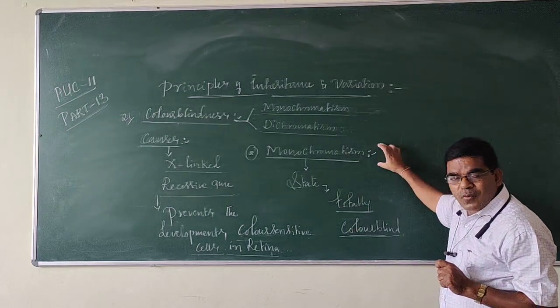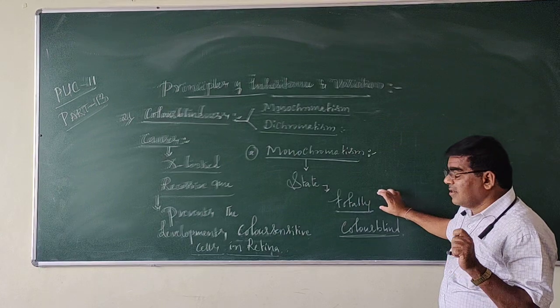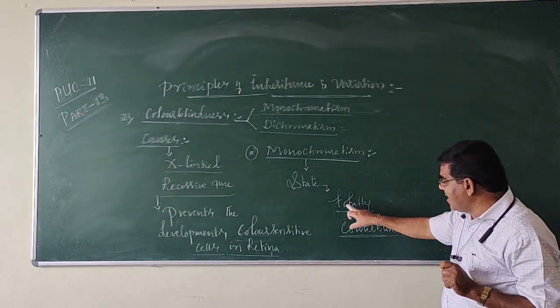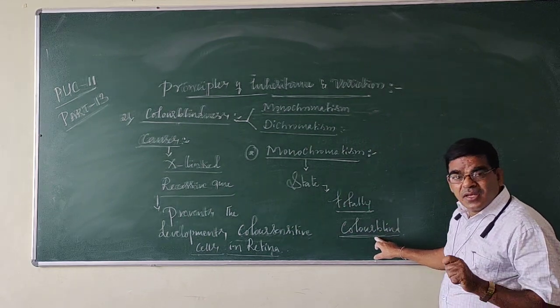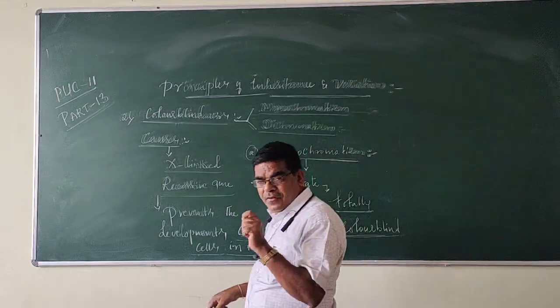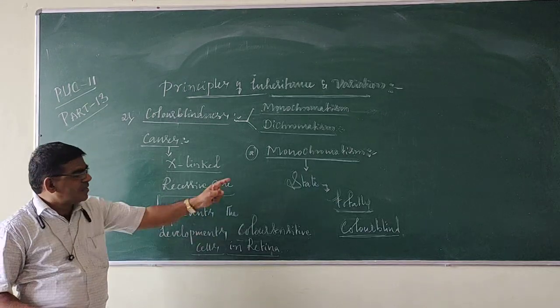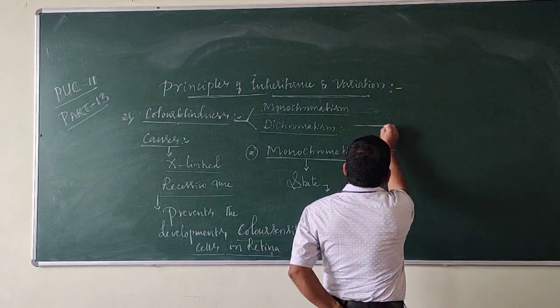So what is monochromatism? It is a state in which the individual is totally color blind. The individual fails to recognize or identify the colors even in bright light. It's called monochromatism. Next, dichromatism.